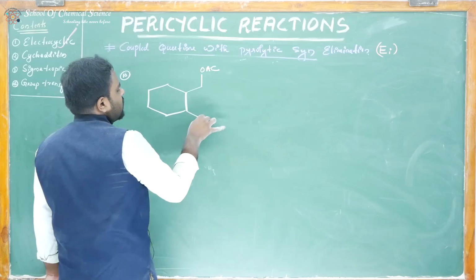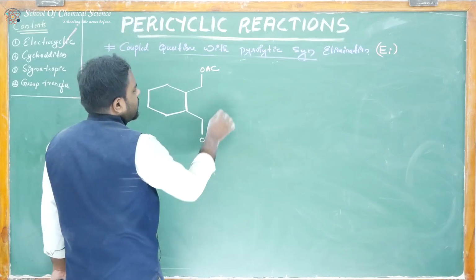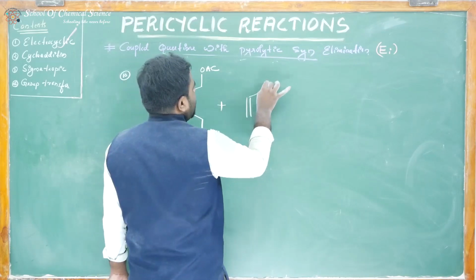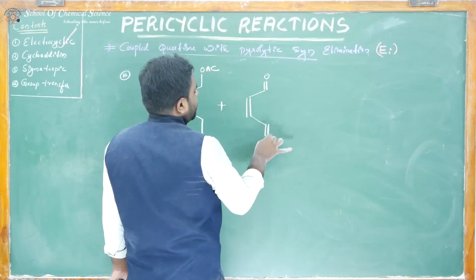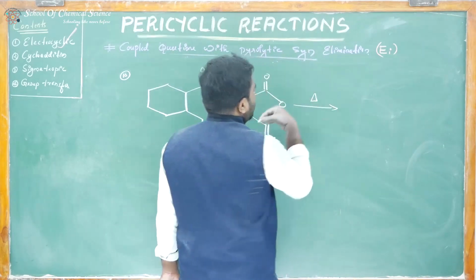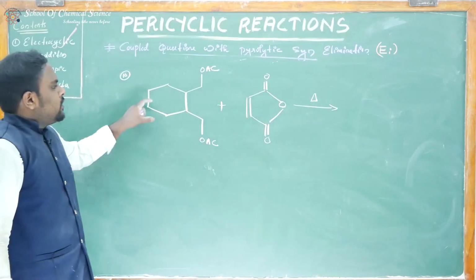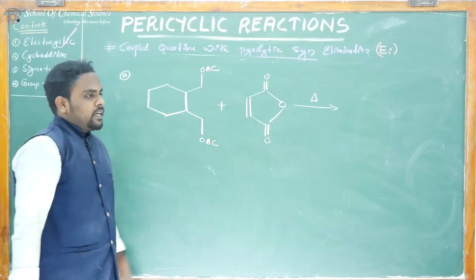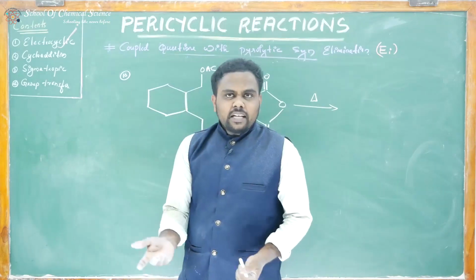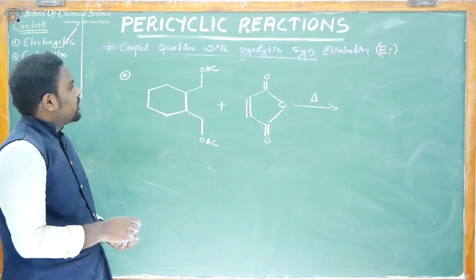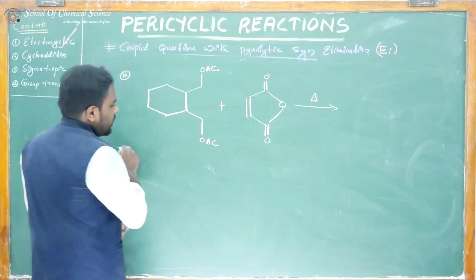OAc plus maleic anhydride under thermal condition. The dienophile is there. Maleic anhydride is a good dienophile, but the diene is not there. The dienophile is there, but the diene is not there. So how can you generate the diene?